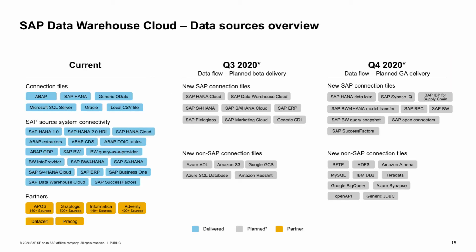Here you see the roadmap for development of SAP Data Warehouse Cloud. Currently we already support a lot of relevant SAP data sources like ABAP stack, SAP HANA, and so on, but also some other connectivity, like SAP Business Core, and so on.